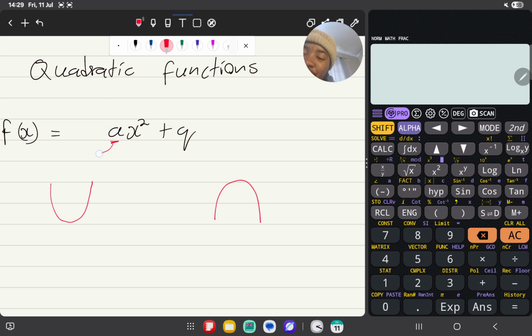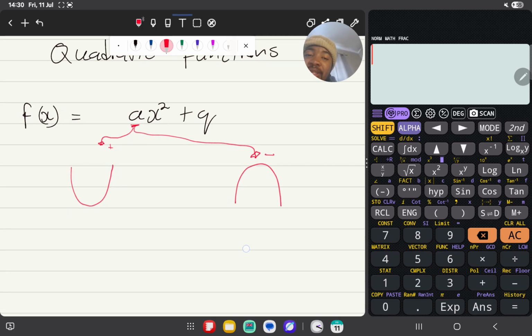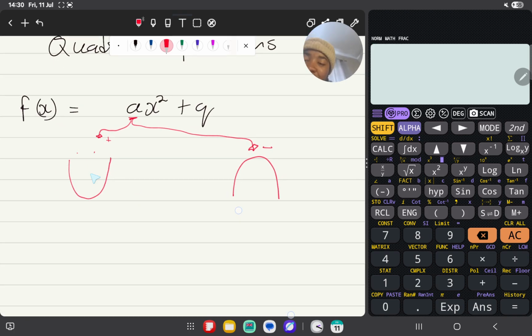So this gentleman over here, if he is negative, so we have a negative a, we have a graph that looks like an n, right? We say it's frowning. I can't frown, but yeah, this is a frowning or n shape. You have a negative a value. And if you have a positive a value, your graph will look like this, and we call this a smile.